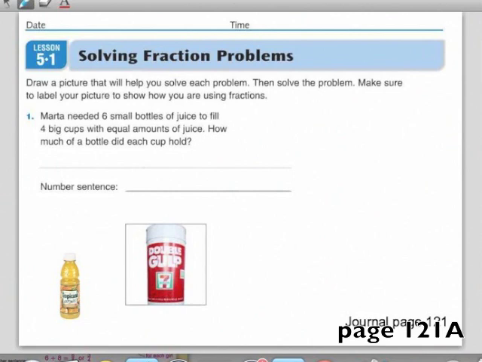Marta needs 6 bottles of juice to fill 4 big cups with equal amounts of juice. How much of a bottle did each cup hold? So I want you to go ahead and give this a try. Okay, so you must be finished here. I've got some cups to kind of help us out here.